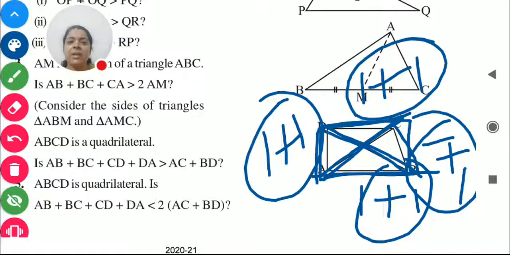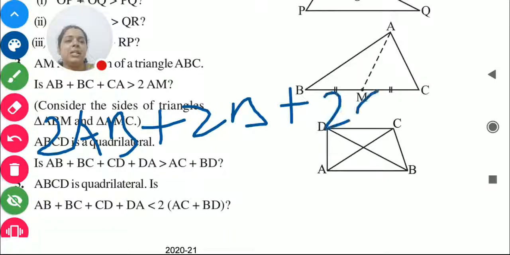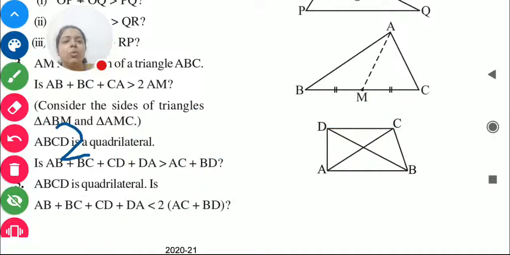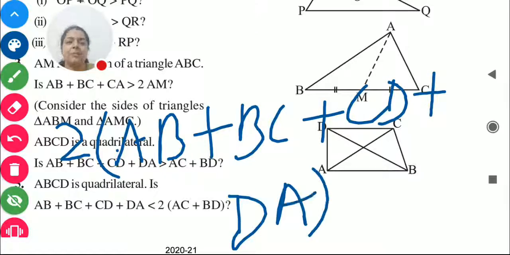So what can we mention here? 2AB plus 2BC plus 2CD and plus 2DA. So can you write it in a different way? That how many times I need to write 2, 2, 2, 2. So what I'll do, I'll mention it this way. 2 common AB plus BC plus CD plus DA. It came this way. Here we have 2 in common. We are done with LHS, right?